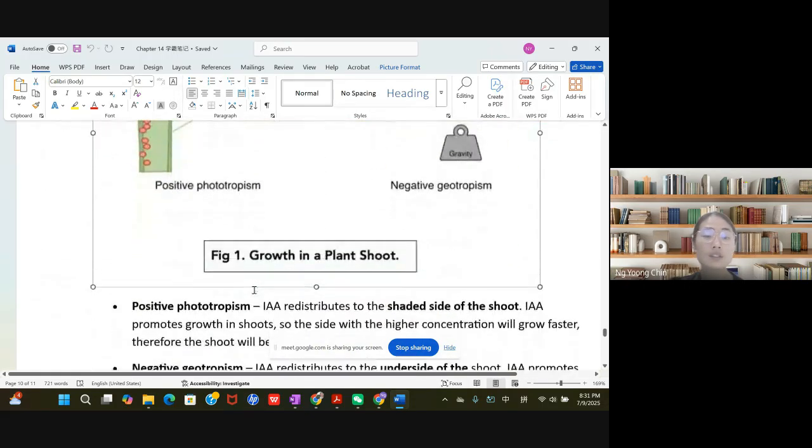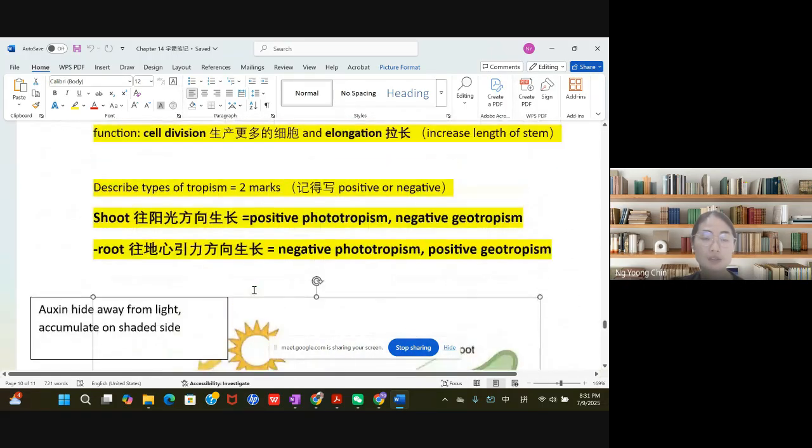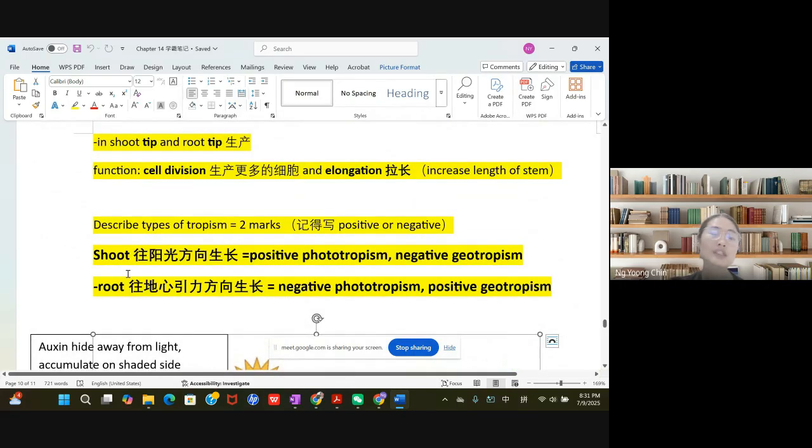Okay, so remember, you can see the shoot and the roots show a different story towards phototropism, and we call it gravitropism. So in the shoot, they show positive phototropism because they are growing towards the sunlight, but they show negative geotropism because they are growing away from the force of gravity. But how about the roots?